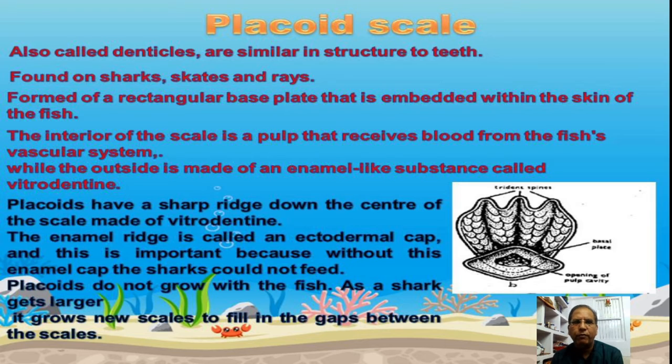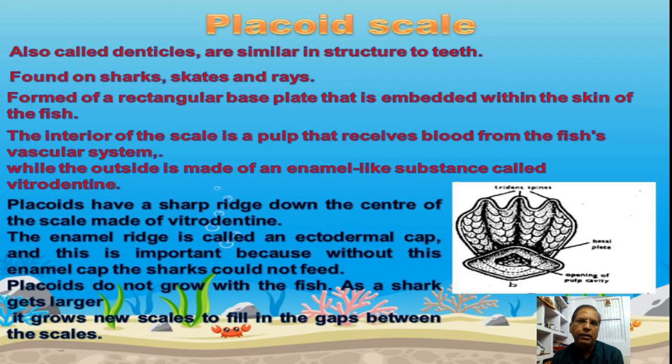that receives blood from the fish's vascular system. So there is also blood circulation in these scales. Outside of this scale is made up of an enamel-like substance called vitrodentine, a transparent dentine material. Placoid scales have sharp ridges down the center of the scale made up of vitrodentine.